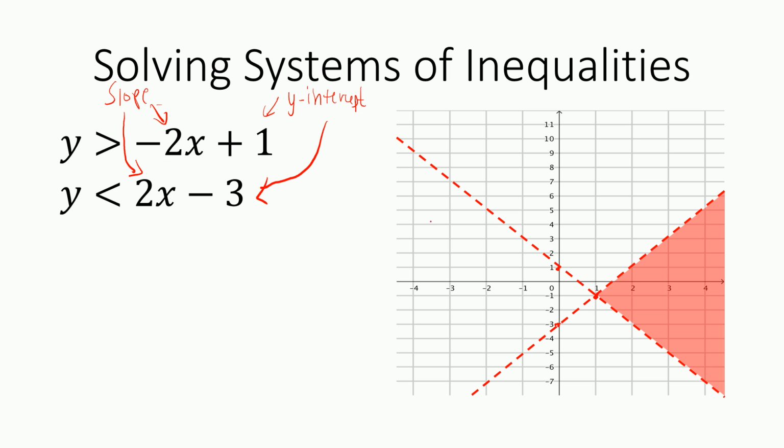So our system of inequalities should have a single part of the graph shaded. If we look at the two lines, it kind of divides it into 4 parts. We're just going to use our inequalities to figure out which of the 4 parts should be shaded.